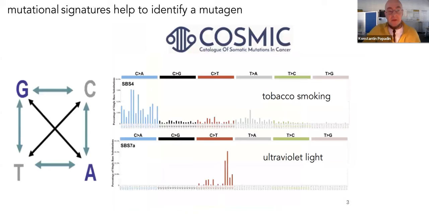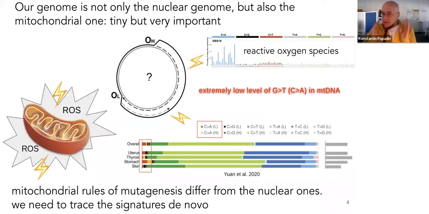And this is a big deal, and that's what we call mutational signatures, because they really help to identify the mutagen which leads to different mutations. It's important to emphasize that our genome is not just a nuclear genome, because the majority of progress in mutational signatures was done in the nuclear human genome, but we also have mitochondria. And the mitochondrial genome is tiny. It's just 16,000 nucleotides, but it's very important.